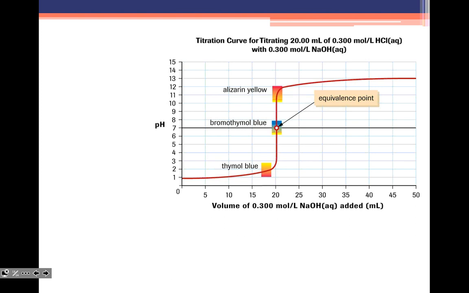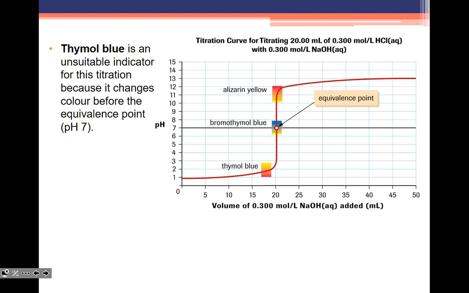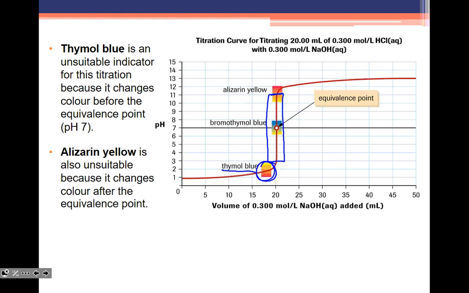So let's talk a little bit about how to pick these indicators. Basically, when you're taking a look at this vertical space, anything that changes color in that vertical space is going to be an appropriate indicator, right? So thymol blue, for example, is an unsuitable indicator for this titration because it changes color before the equivalence point. So this color change happens way too low, at way too low of a pH. And alizarin yellow is also unsuitable because it changes color a little bit too high. The pH of the color change is too high.